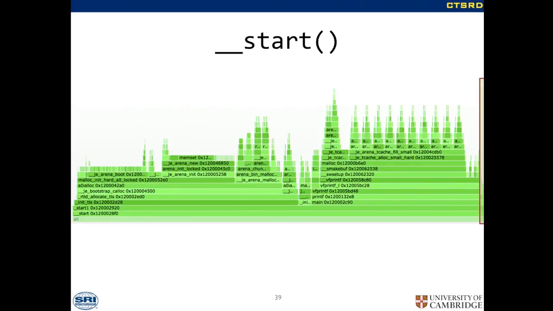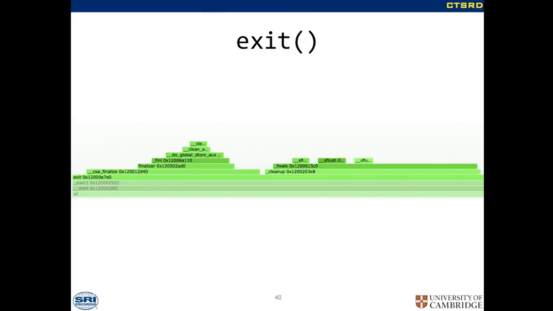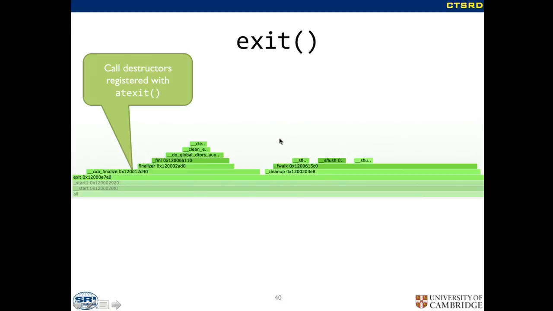We've returned from main, we're back into start. We get to exit. And exit doesn't actually call the system call directly. It's a little more complicated than that. Inside exit is a function whose job is to call destructors. This __cxa_finalize is a function whose job it is to call all the destructors that were registered through the atexit function. So finalize is one such destructor. That gets called, does a bunch of deallocation and cleanup. In practice, it doesn't really do much.